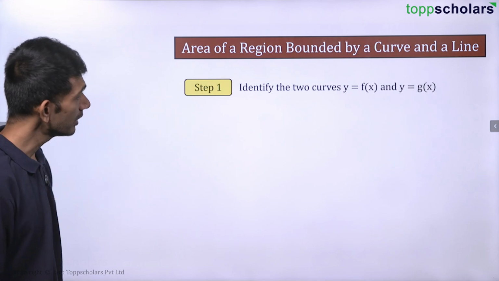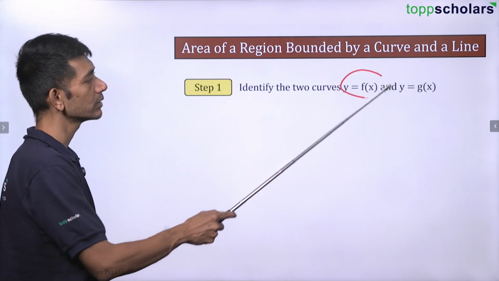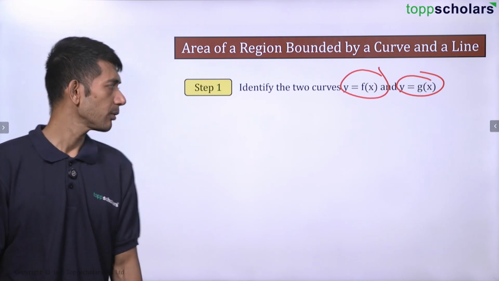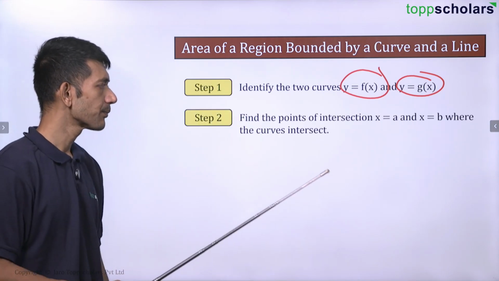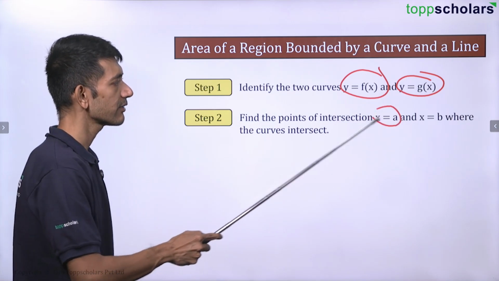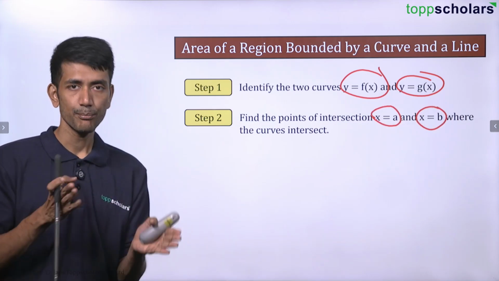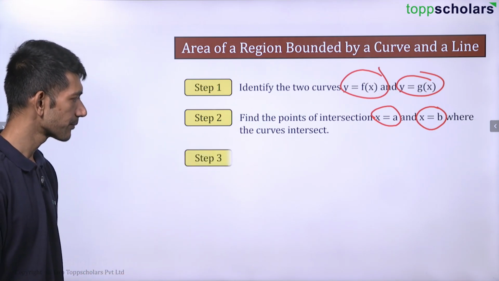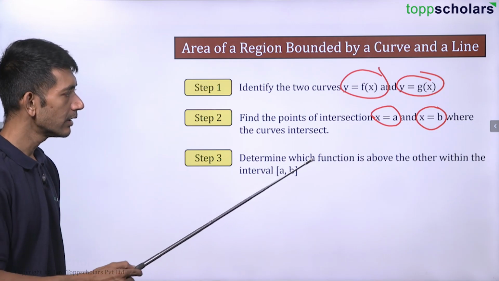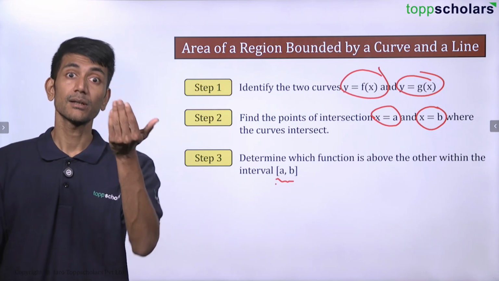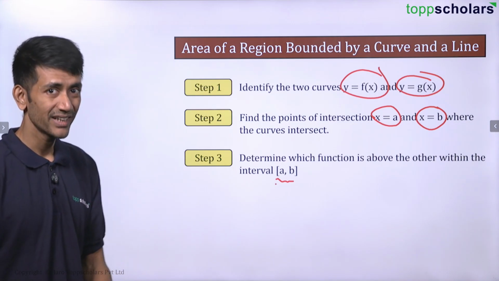So what are the steps involved? We'll identify the two curves first. That is your first job. Step number 2 is, obviously, we need to find out the points of intersection, that is x equal to a and x equal to b, the extreme points, the closed interval where the curves intersect. Then we will find out which function is above the other, that is the larger and the smaller one. We need to identify that.